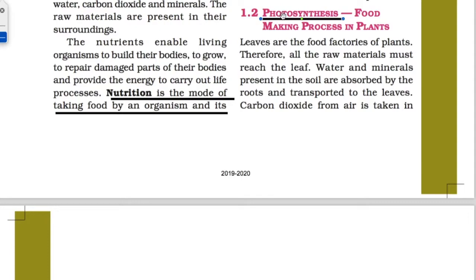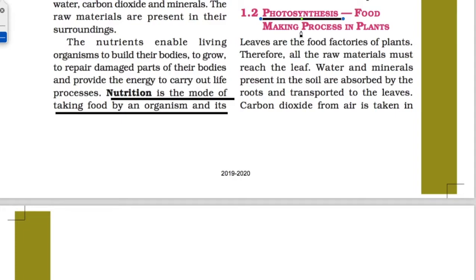Photo means light. Synthesis means to create something new. Have you ever heard this word before? Yes, in 6th class you have learned about photosynthesis. Now we will learn more about this process.